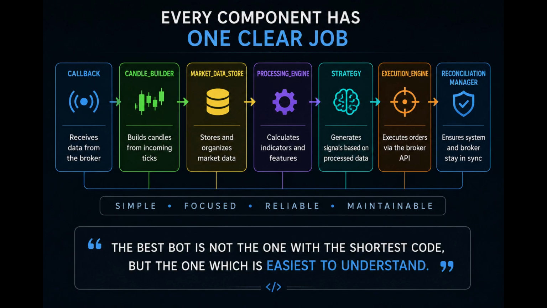And this is perhaps the one software engineering principle I hope you take away from this course. The best trading bot is not the one with the shortest code. It's the one that is easiest to understand, easiest to test, easiest to extend, easiest to debug, and ultimately, easiest to trust with your money. That starts by designing your trading bot so that every component has one clear responsibility.